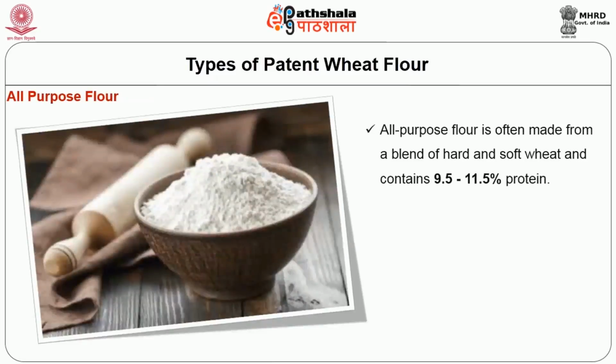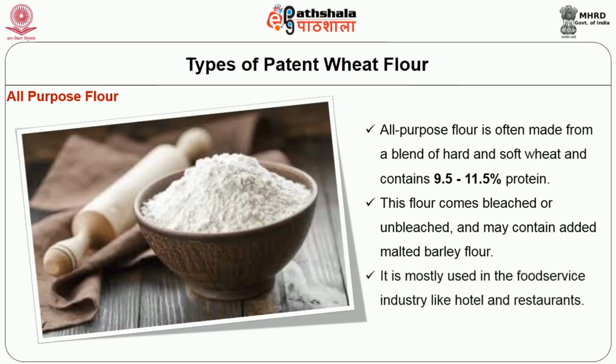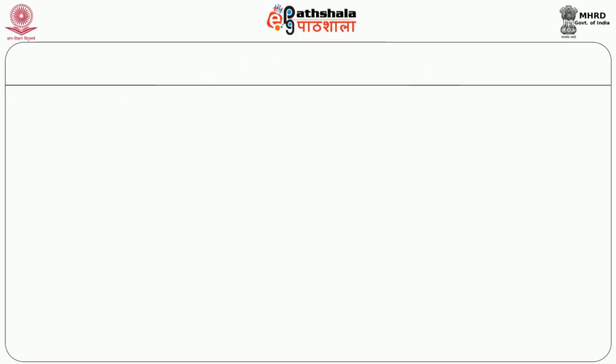All-purpose flour. It is often made from a blend of hard and soft wheat and contains 9 up to 12% protein. This flour comes bleached or unbleached and may contain added malted barley flour. It is mostly used in the food service industry like hotels and restaurants.